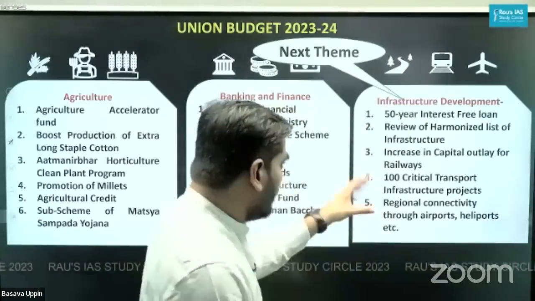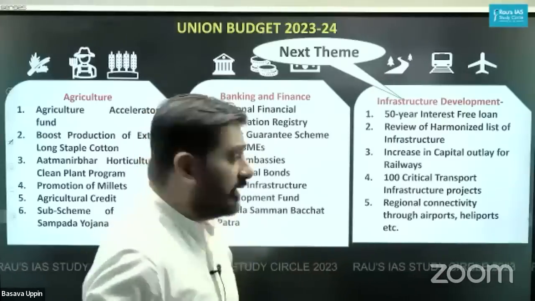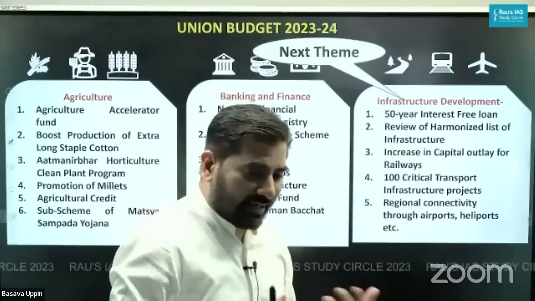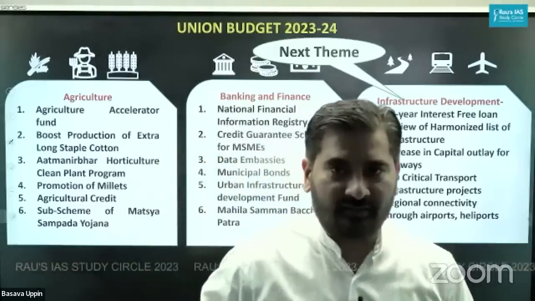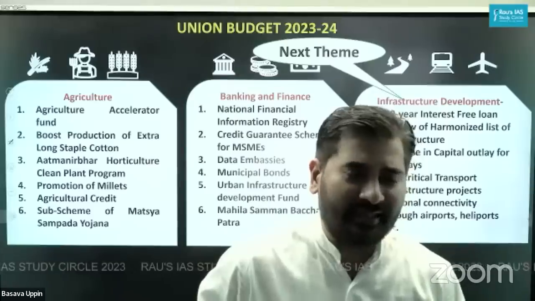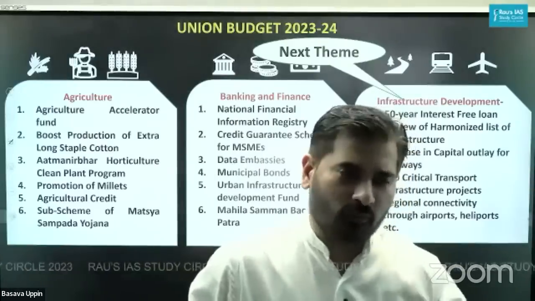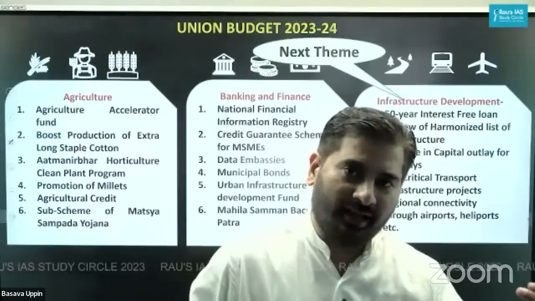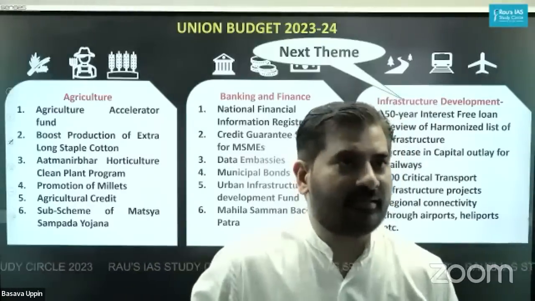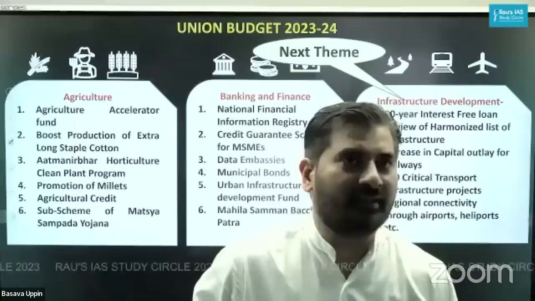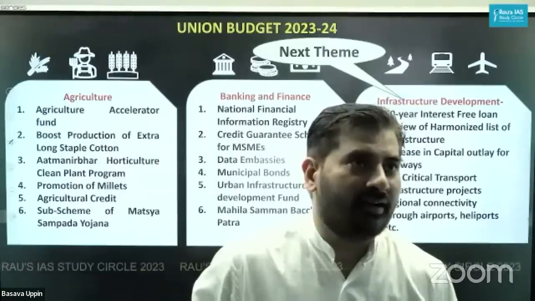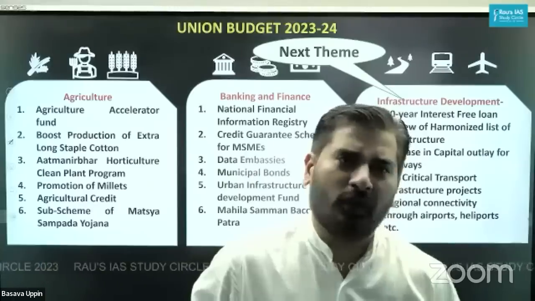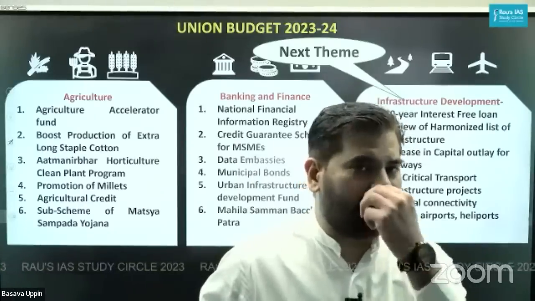Fine. Now, with respect to infrastructure development, let's look at these initiatives one by one. And like I said, in case of infrastructure sector, we do not have any major initiatives, because whatever major initiatives had to be taken, all these major initiatives have been taken in last year's budget. Like in last year's budget, we discussed important initiatives such as Gati Shakti Master Plan. We discussed 50-year interest-free loan. We discussed increase in capital outlay. So all the important initiatives have been taken in the last year's budget.